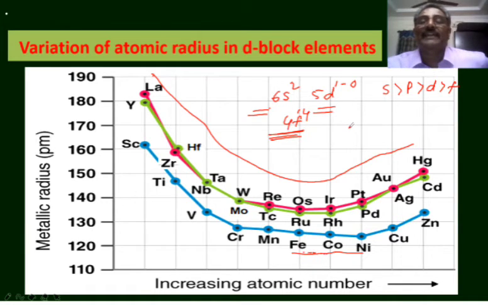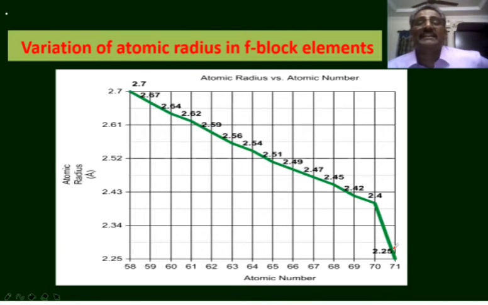Due to lanthanide contraction, the atomic radii of 4D series elements and 5D series elements are almost similar. There is a steady decrease of atomic radius in the case of F block elements, that is cerium to lutetium. This steady decrease observed in the lanthanide elements is said to be the lanthanide contraction.